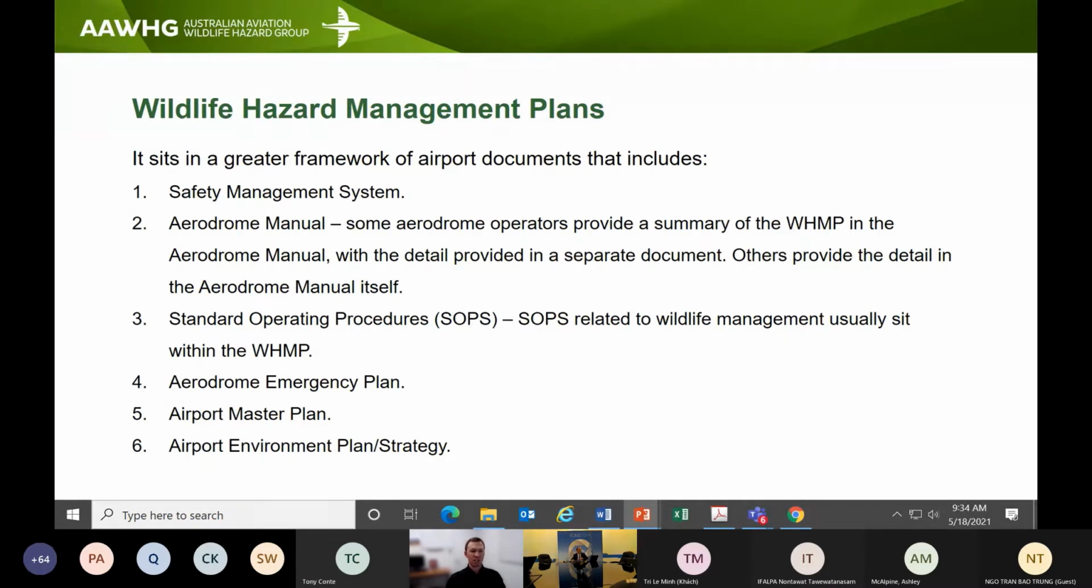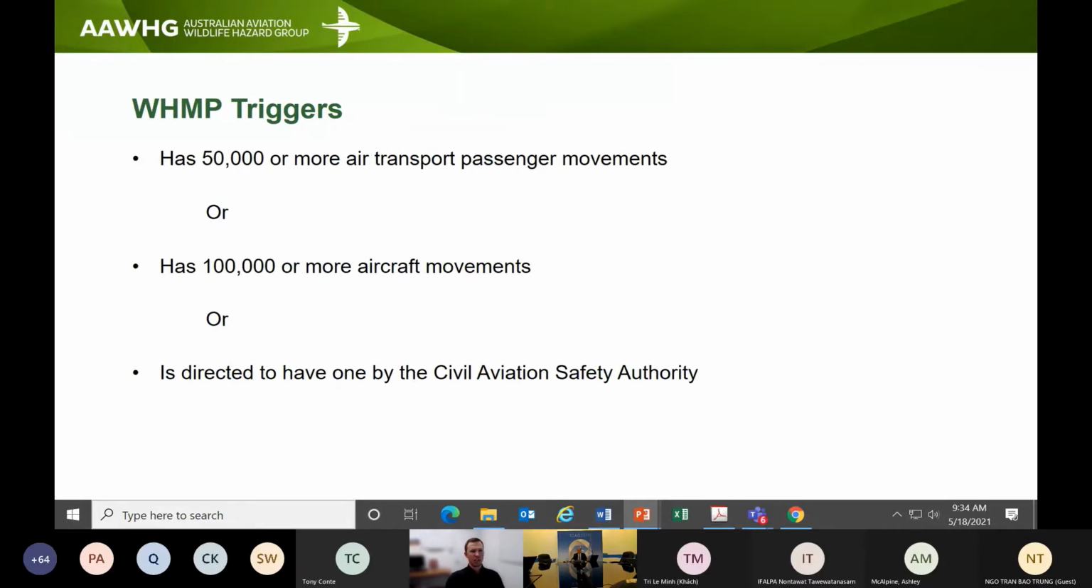Standard operating procedures, which Kylie will touch on a little bit later, are also heavily related, and the standard operating procedures with regards to wildlife management generally sit within this plan. Aerodrome emergency plan is another one, the airport master plan, as well as other environmental plans and strategies. So yeah, there is an important cohesion required between all of these plans within the aerodrome.